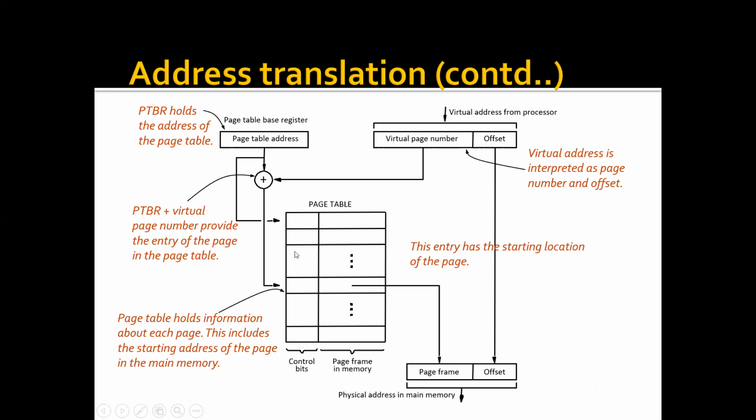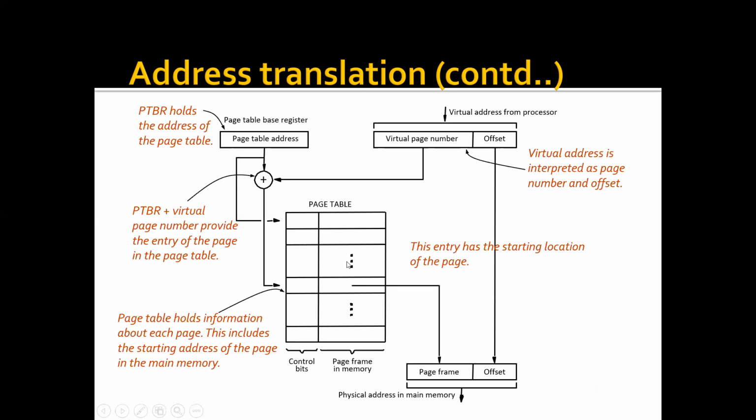So how many entries will be there in the page table? The number of pages in the program. And for each page, if it is stored in the memory, in which frame it is being stored. So this maps a page number to a corresponding frame number in the memory. And there are some control bits. These are the page frames, and these are some control bits over here.